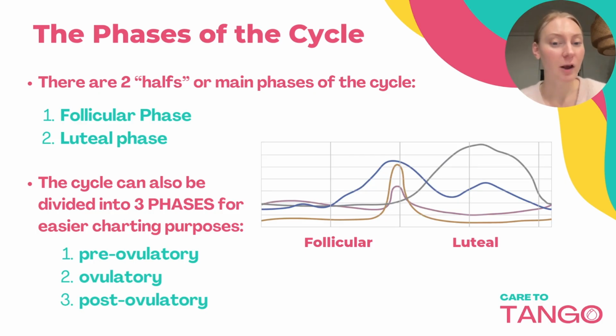When we are charting, we can also put the cycle divided into 3 phases for easier charting purposes. So this would be the pre-ovulatory phase, the ovulatory phase, and the post-ovulatory phase. So you can see on the chart on the right how we have the first half of the cycle before ovulation, so that's before that hump. That's the follicular phase, and that is governed by the growing follicle. And then our luteal phase occurs after ovulation, which is governed by the corpus luteum, which is making progesterone.